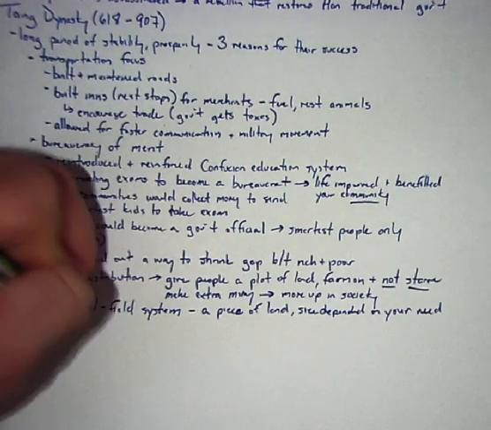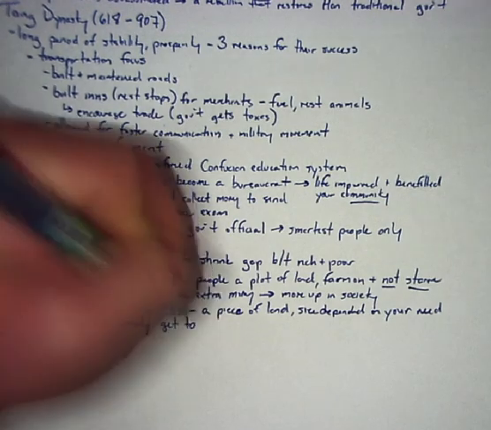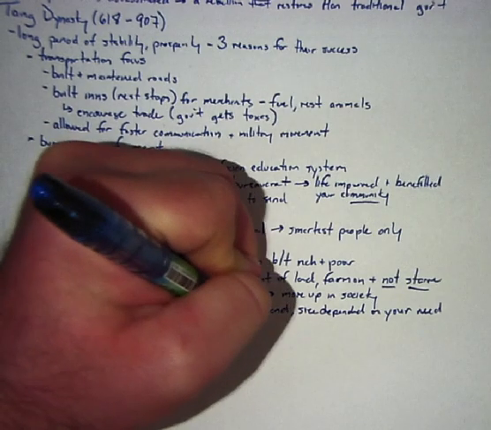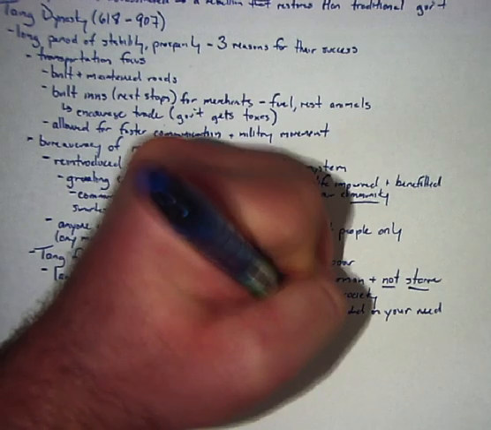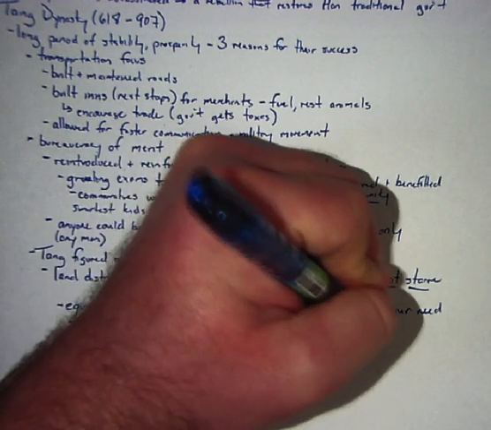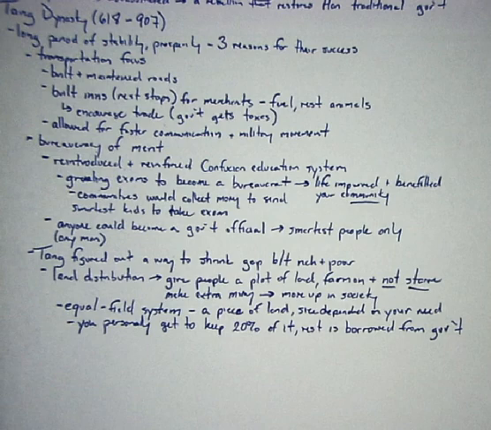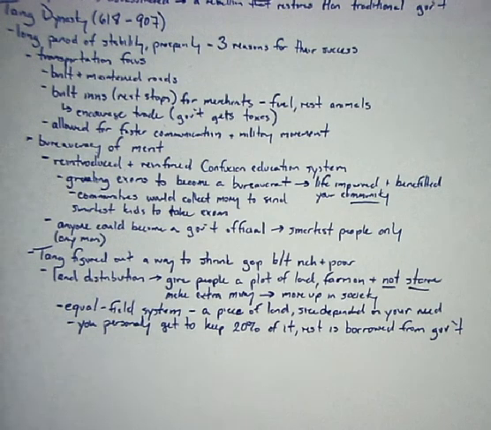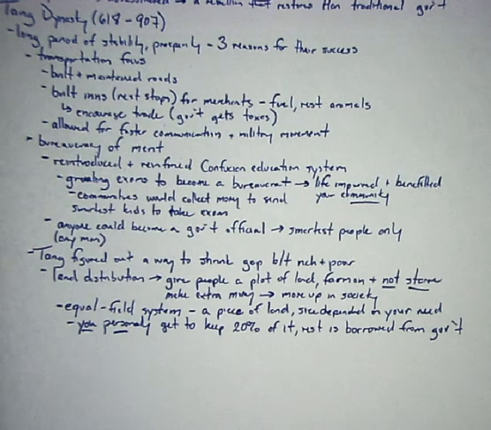And you personally get to keep 20% of it. That is yours to keep. The rest is borrowed from the government. So even if everybody in the family dies, you personally, as the head of the household, get to keep 20%. That is yours. The rest of it you're borrowing from the government to plant on, to farm on.